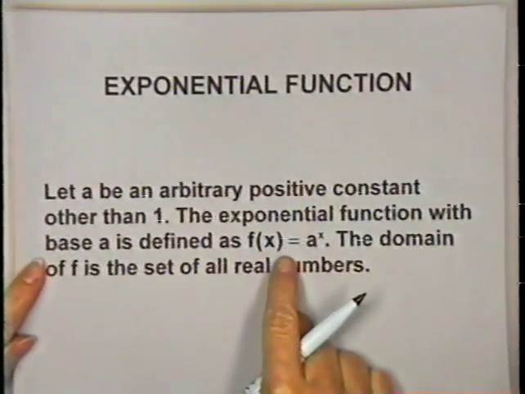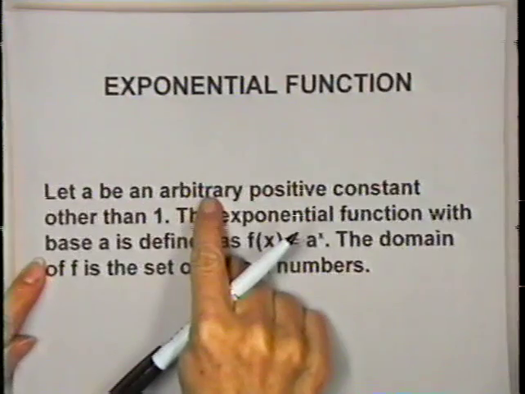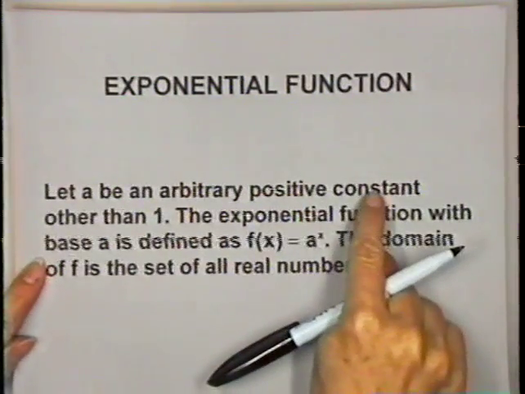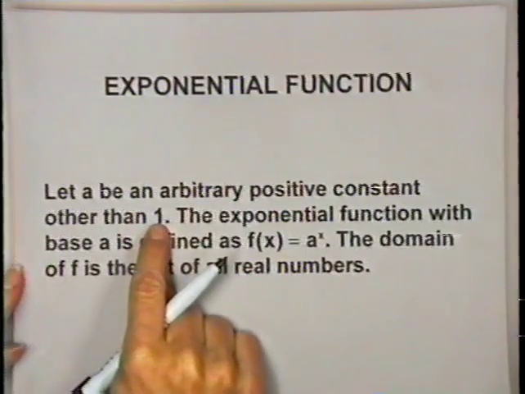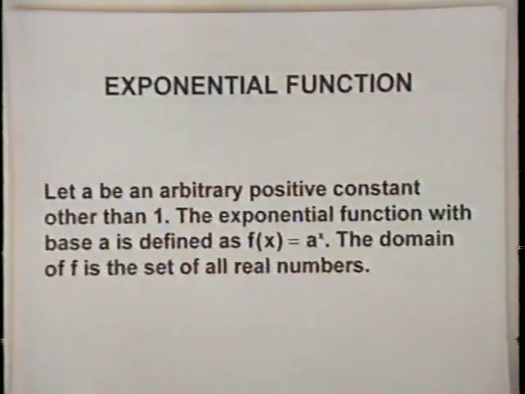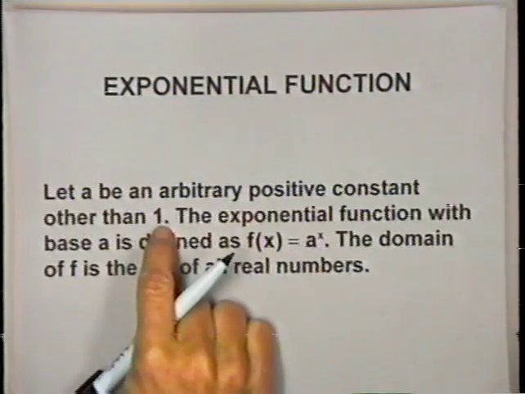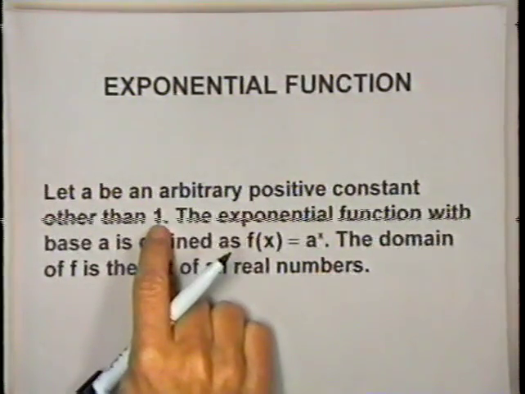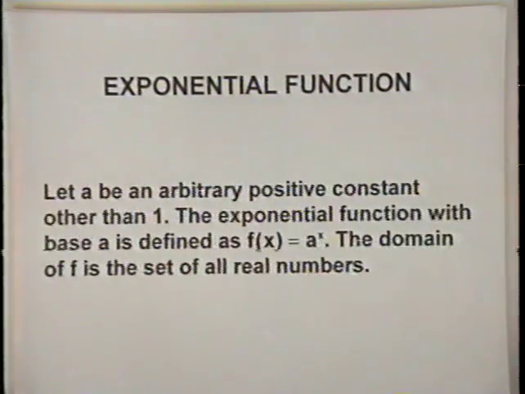What I want you to notice here is a is arbitrary. That means any positive constant other than 1. We do not use a negative base for an exponential function. The reason for that is because with negative numbers we cannot always do certain exponents if our base is negative. We don't want to use a base of 1 because 1 raised to any power is still 1. So we're going to rule out the number 1, but other than that, any positive constant can be our base.